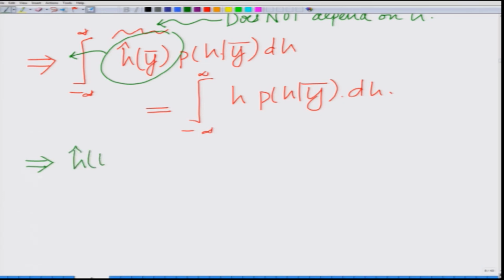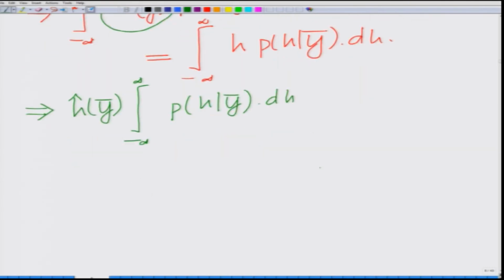Which means h hat of y bar times the integral from minus infinity to infinity of p of h given y bar d of h should be equal to the integral from minus infinity to infinity of h p of h given y bar d of h.